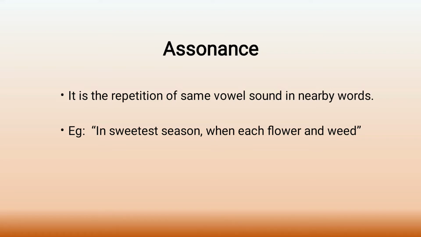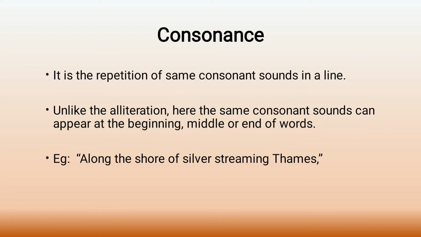Moving on, next is consonance. We can say that it's the opposite of assonance, not alliteration but assonance. The definition of consonance is the repetition of the same consonant sounds in a line. So we can say the poetic device alliteration comes under consonance, because it is the repetition of consonant sounds, but it should happen at the beginning of a word. But here we don't have a condition like that.